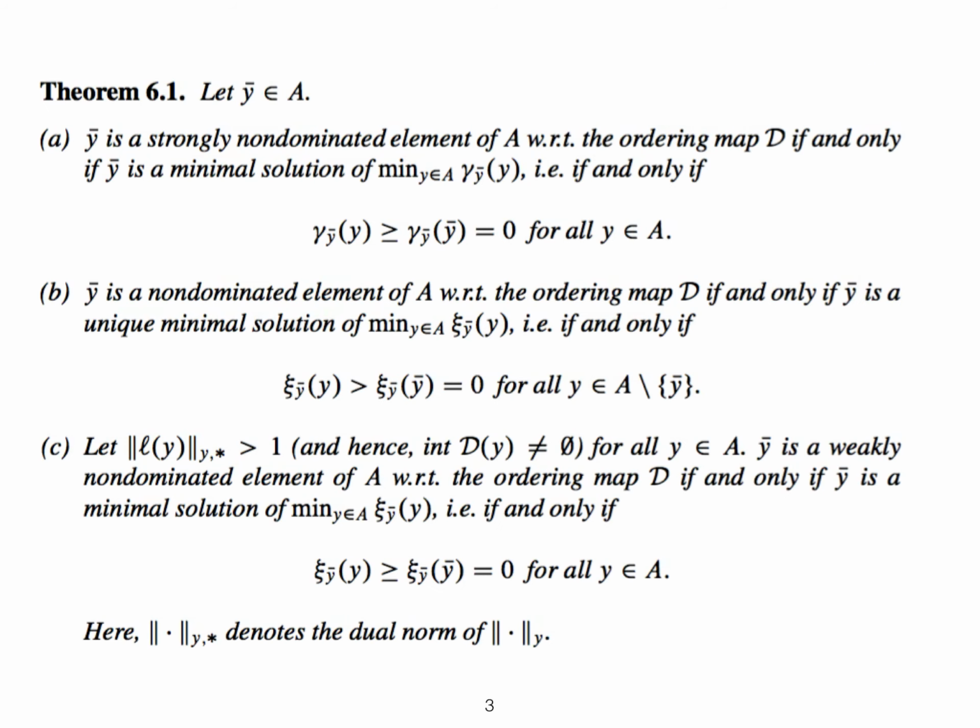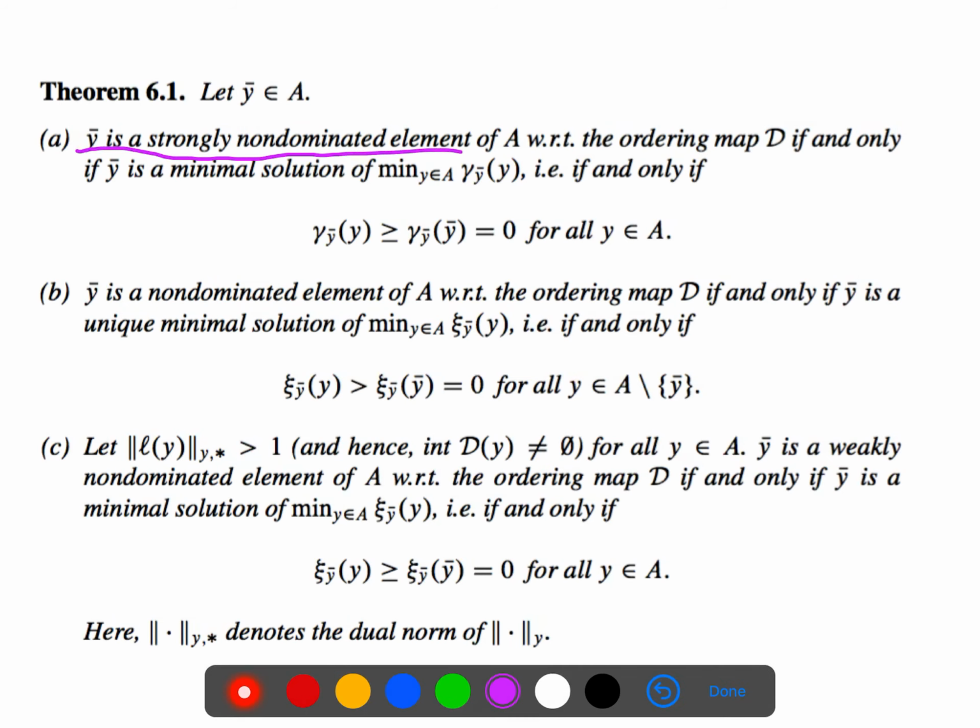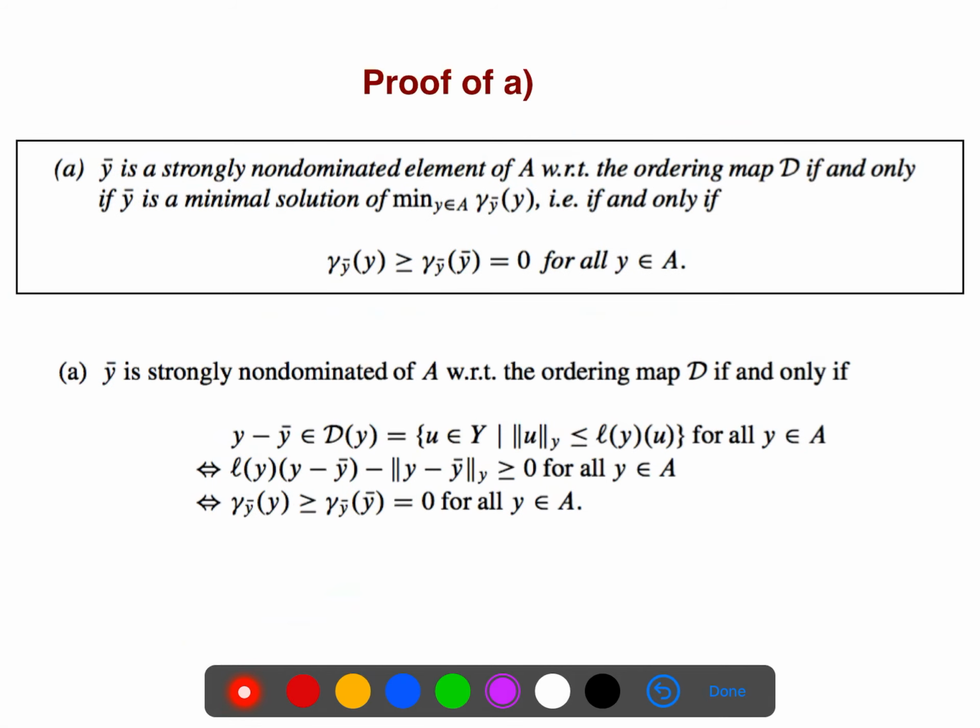The interesting property of these functionals is that we can characterize solutions by minimizing them. For example, if y bar is a strongly non-dominated element of A, then y bar is a minimal solution. If we minimize that, then the value is 0 when we evaluate it at y bar. There are also other parts, such as B and C, which use a different functional, and we want to prove each of them.